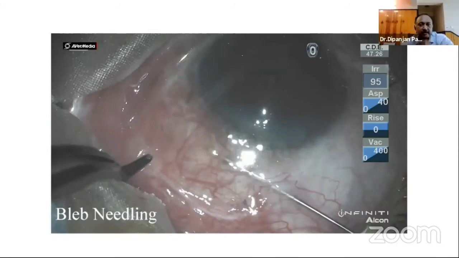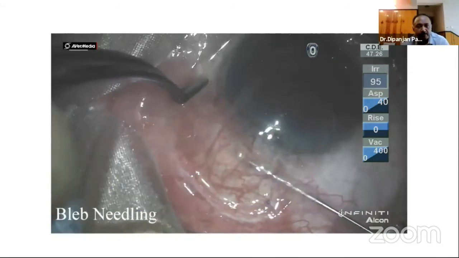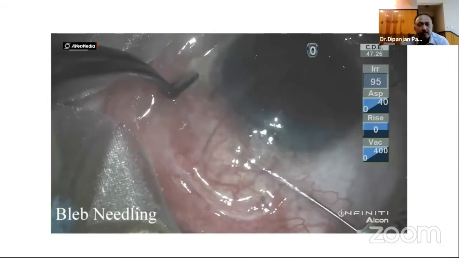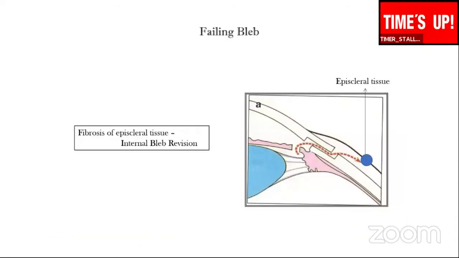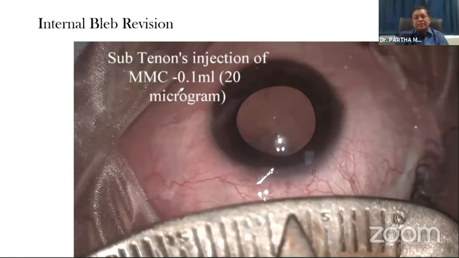I think particularly the late bleb manipulations will be taken care of by Sharmila. Right now, I'm doing internal bleb revision. If you allow me, I'll just do that, maybe 2 minutes. Yes, please. Please.